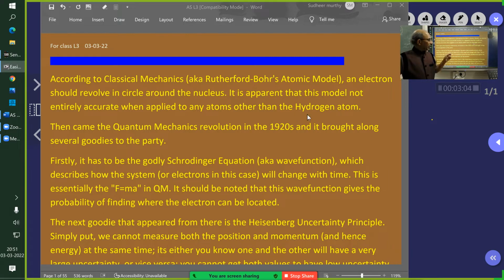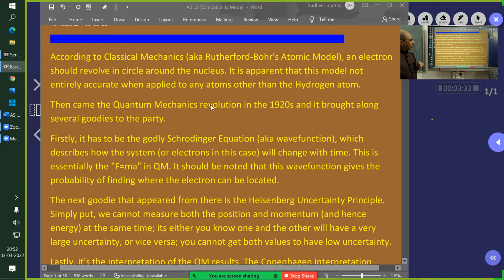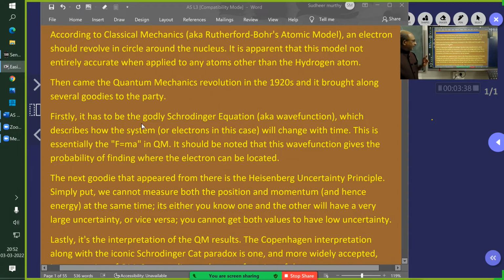Okay. Now in other atoms you have more than one electron, and therefore the net force acting on the electron is not just because of the protons, it is also because of the neighboring electron. Okay, so then the system will be slightly different. So therefore it is apparent that this model is not entirely accurate when applied to any atoms other than hydrogen atom. First point. Then came the quantum mechanics revolution in 1920s, and it brought along several goodies to the party.